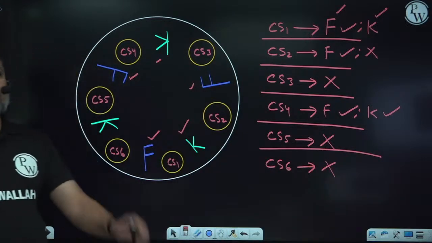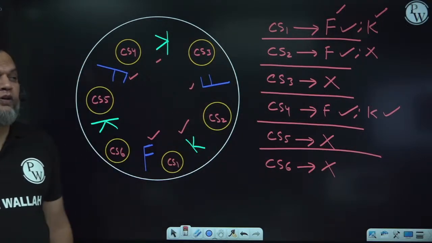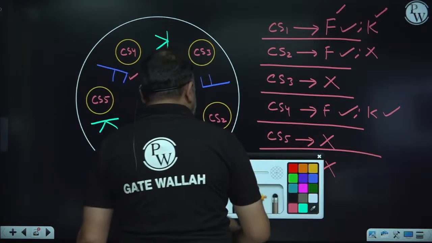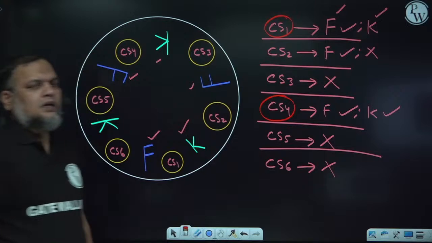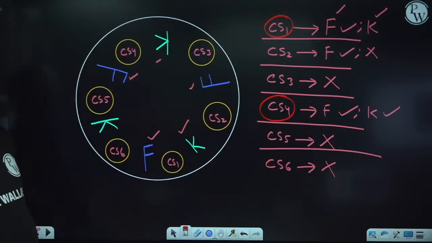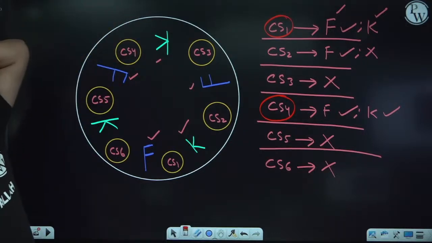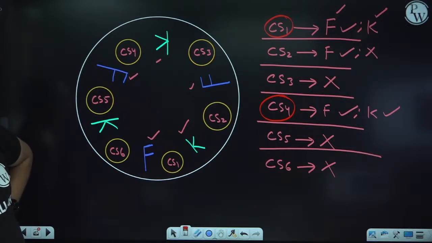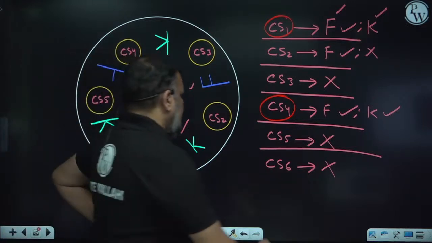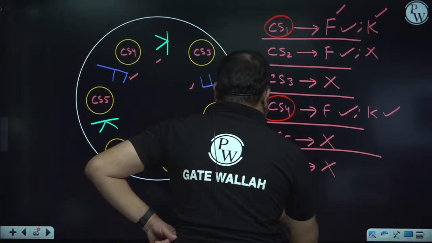मतलब 2 philosophers हमेशा, अगर preemptive mode में execute करो आप, 2 philosophers can definitely CS1 and CS4 in our example can definitely take fork and knife and never there will be a deadlock. कभी भी deadlock नहीं होगा. एक philosopher तो जरूर, एक computer scientist always will be successful in taking both fork and knife. So therefore, this will make sure that there will never be a deadlock.